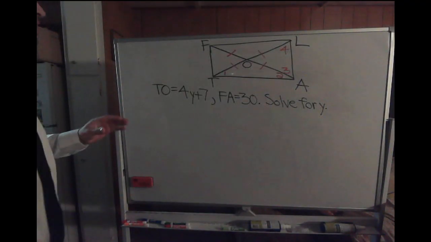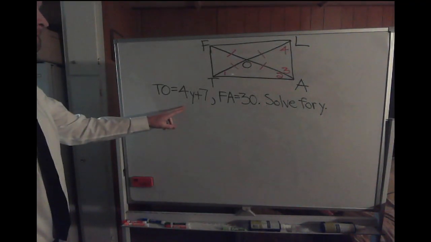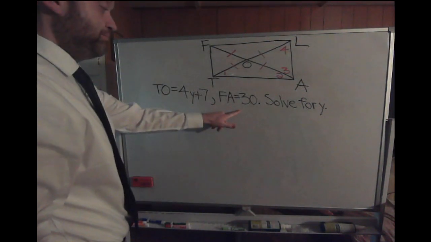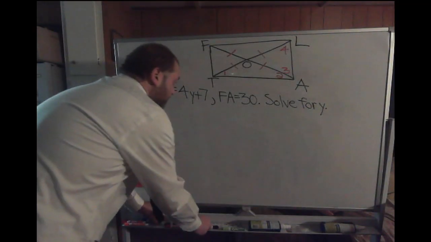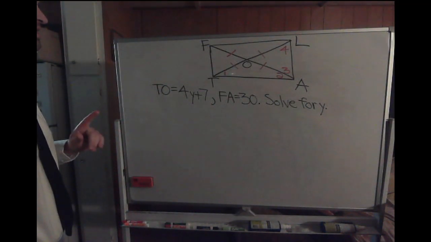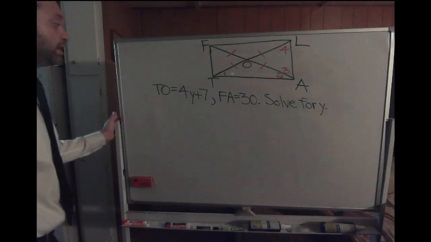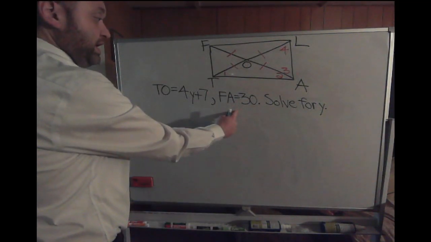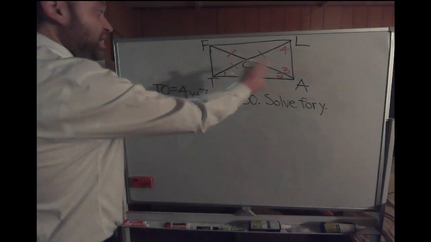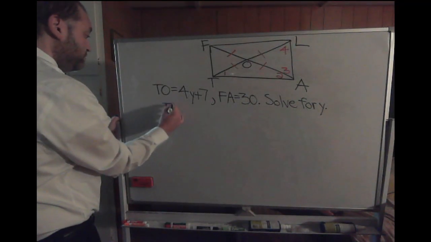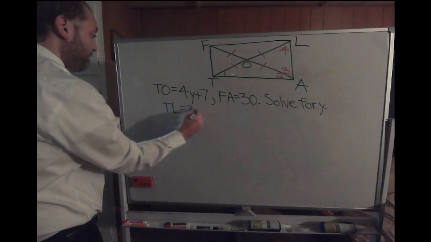Okay, so what do we know here? TO equals 4y plus 7, right? FA equals 30. Well, let's start with something. FA equals 30. That means the other diagonal TL is congruent, right? So TL would also equal 30.